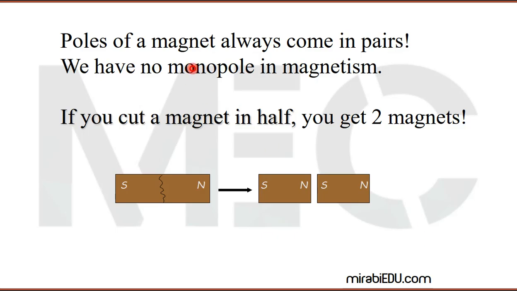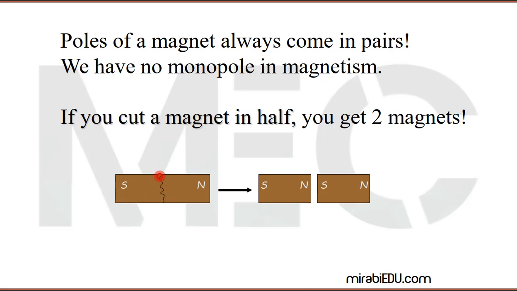Poles of a magnet always come in pairs. We have no monopole in magnetism. So it's not like electricity. In electricity, we had positive and negative charges in every material. We could separate the positive charge and negative charge. So we have some objects with total positive charge or with total negative charge. But it is not the case in magnets.